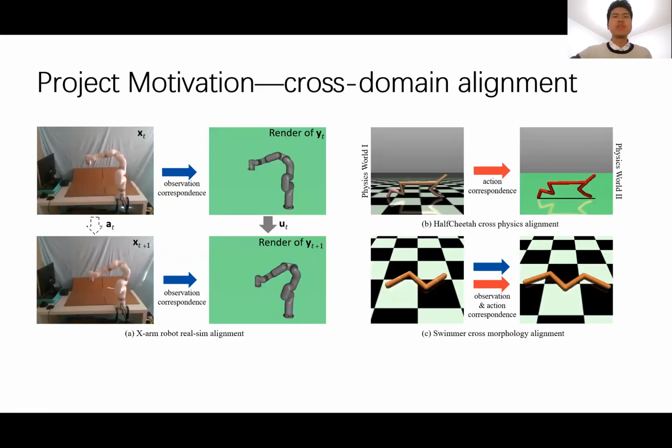So here the dynamics refers to such as a robot arm or a half cheetah agent, something like that. And here, this one shows the cross modality. We show a different modality in two domains, and in this one, physics parameters are different in two domains. And in this one, some morphology is different between two domains, and we call this cross morphology. Let's go through one by one.